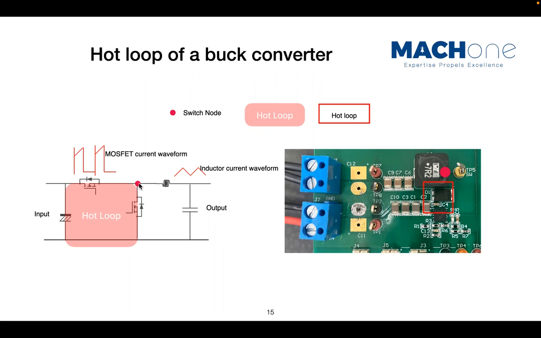Of course, this is a buck converter example. If we talk about a boost converter, for instance, then the hot loop will move to the output stage, right? And if you're talking about an isolated converter, such as a flyback, then there are actually 2 hot loops for a flyback converter, one on the primary side, one on the secondary side. So these are the areas that you need to pay attention to when you are designing a switch mode power supply.